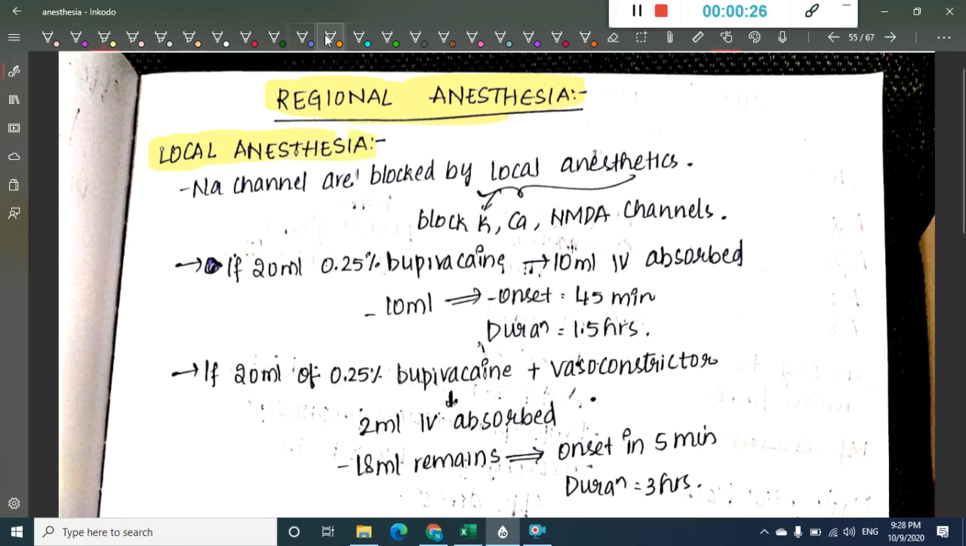See, if you see, we have sodium channels, right? These local anesthetics will actually block the sodium channels. They even block potassium, calcium and NMDA channels. Okay, so this local anesthetic will block sodium, potassium, calcium and NMDA channels.